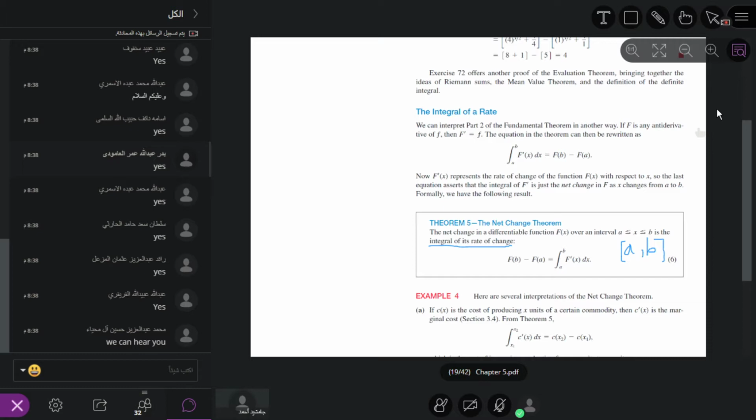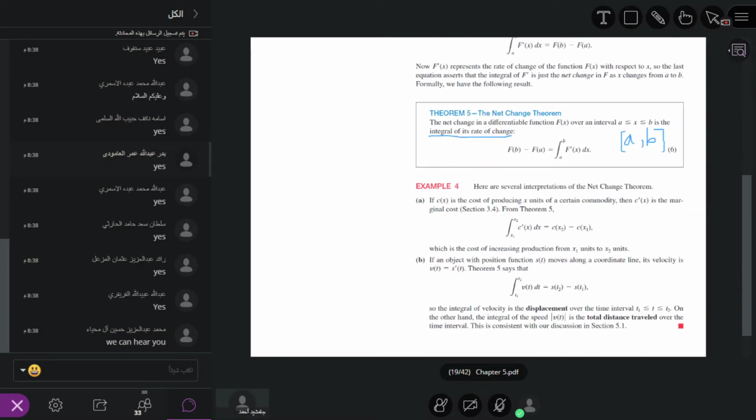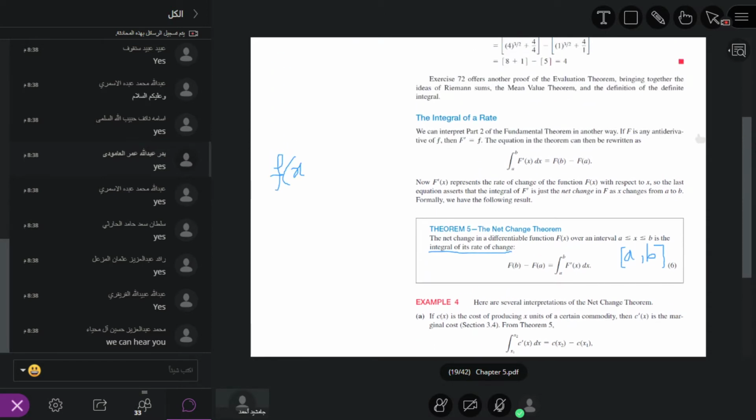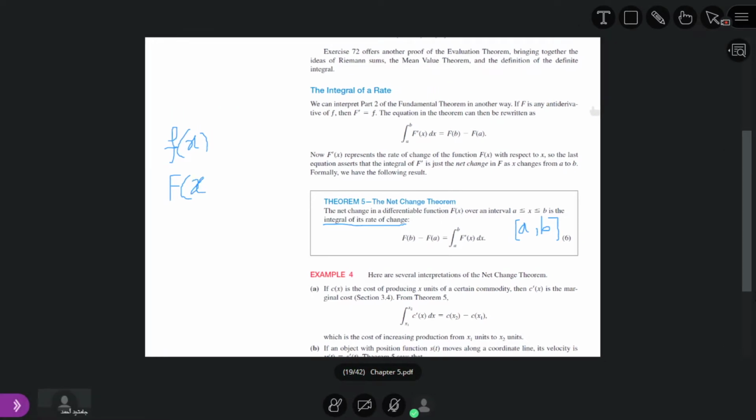If we relate it with the fundamental theorem of calculus 2, there we have any continuous function small f of x as the integrand. But here we have f dash of x. It means the derivative of a differentiable function. So which type of function will be here? For example, if we take the velocity.